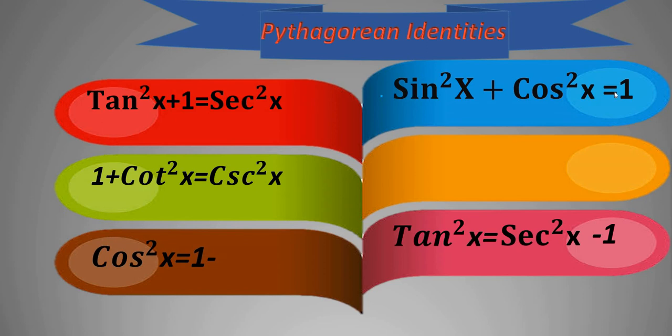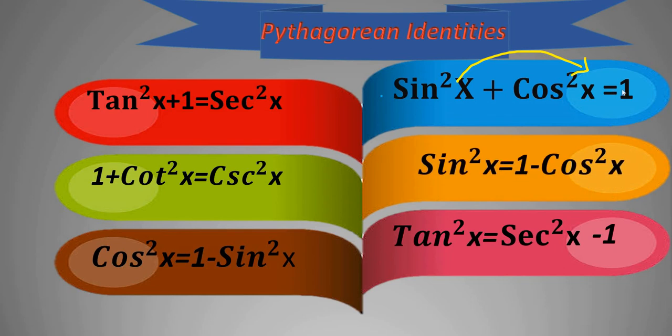Cosine power 2x equals 1 minus sine power 2x. Sine power 2x equals 1 minus cosine power 2x.